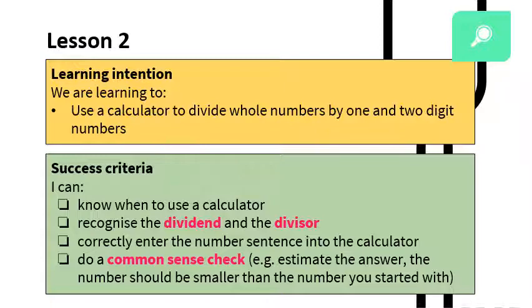So our success criteria are quite simple today. It's knowing when to use a calculator, what situations you should use one, recognizing the dividend and the divisor. So what's the number that we are dividing and how many pieces we're dividing it into. So the divisor is the number that does all the work. Correctly entering the number sentence into a calculator is nice and simple. And lastly, doing a common sense check to make sure that our answer that we've got on the calculator is actually correct. We haven't made any errors along the way.